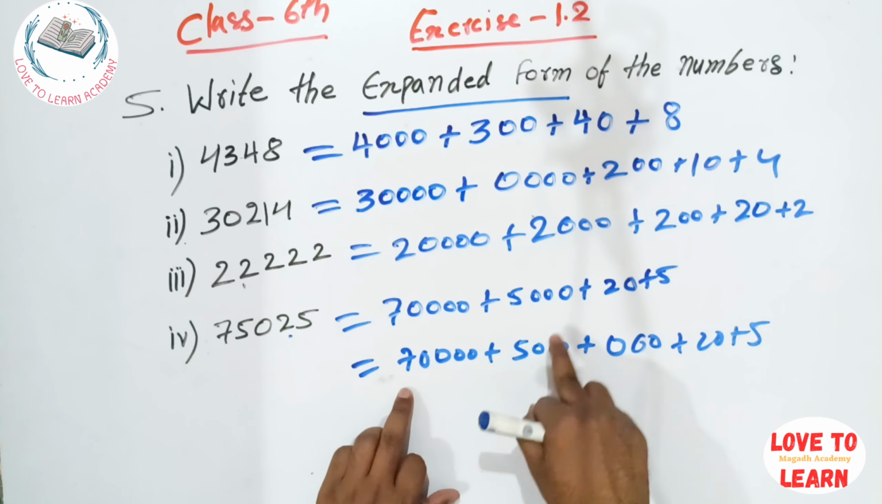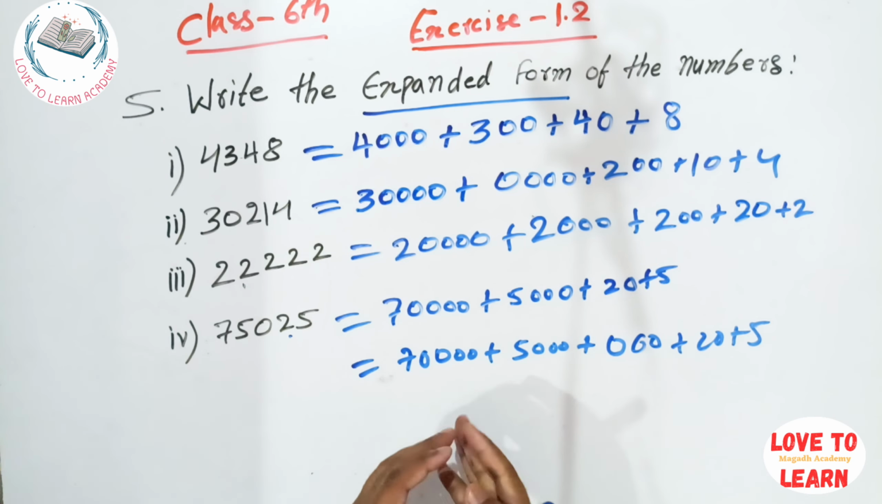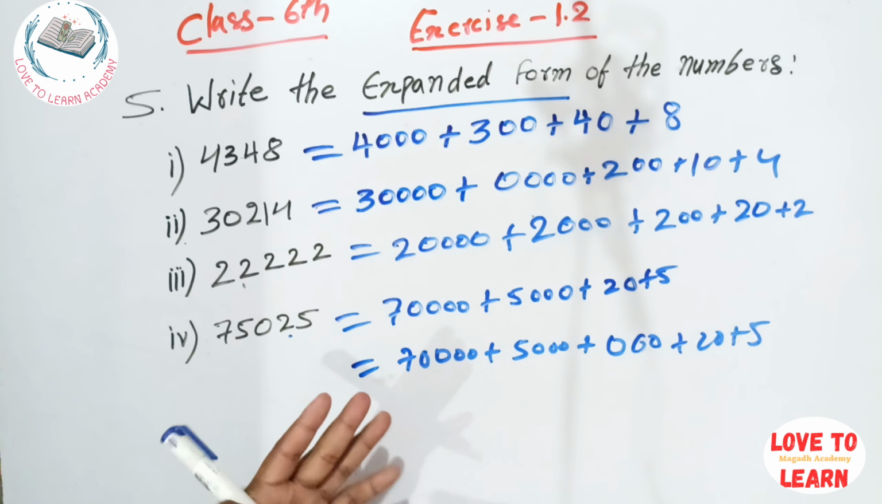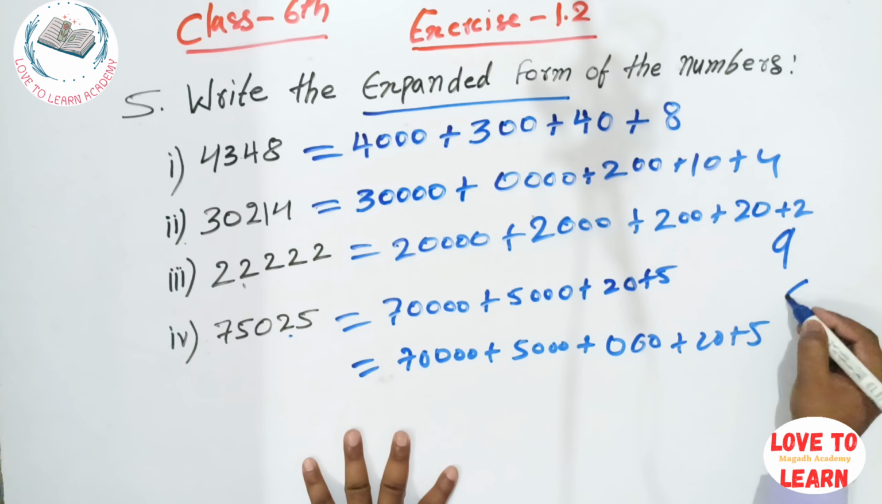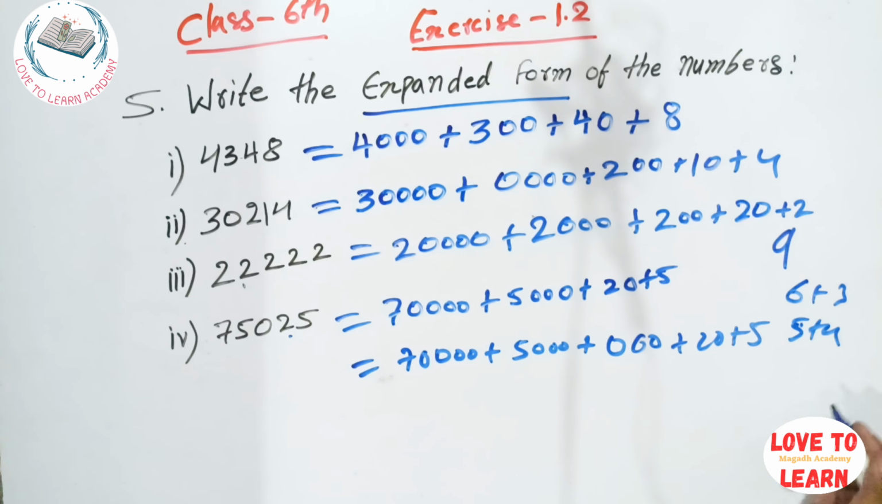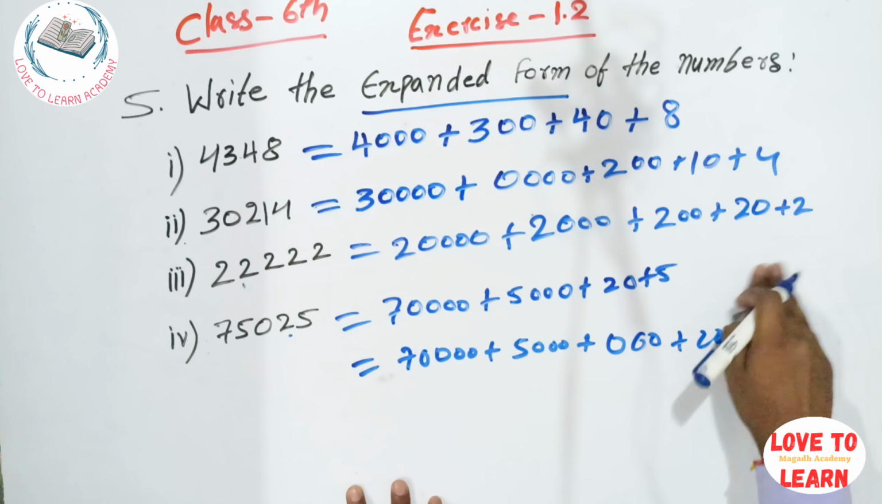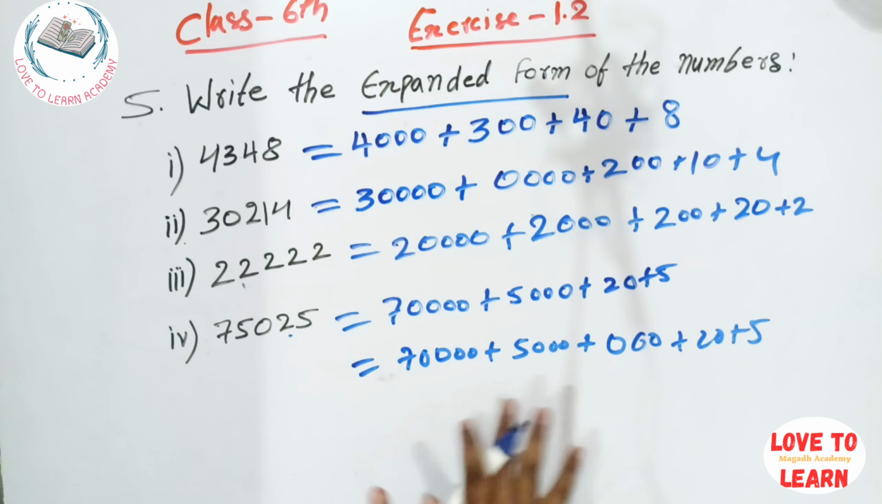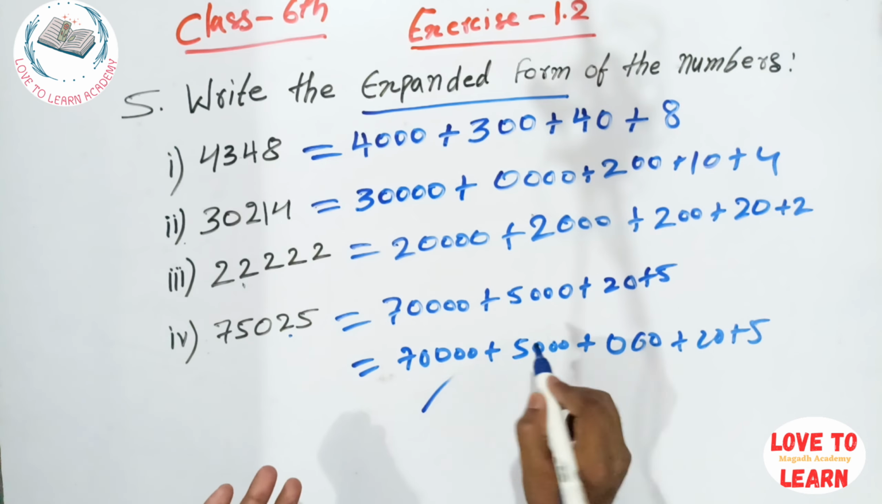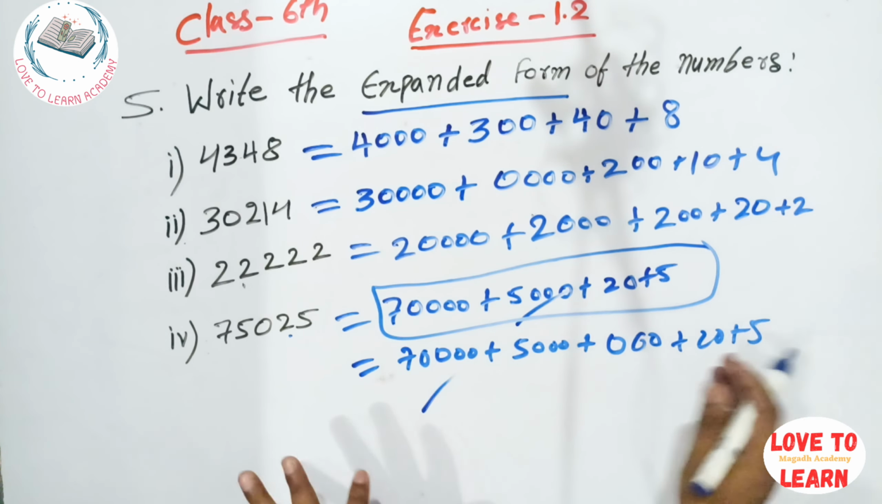Don't think this is right and this is wrong. Both are correct. What math means is, how will you write 9? 6 plus 3 is also 9. And 5 plus 4 is also 9. So there are different ways, but it's going to be 9 only. Like this, both rules are correct. So don't think it's wrong. Both are correct. So if you want to write like this, or like this, but I suggest you write in this way. Both are correct.